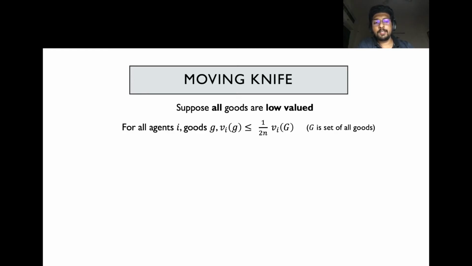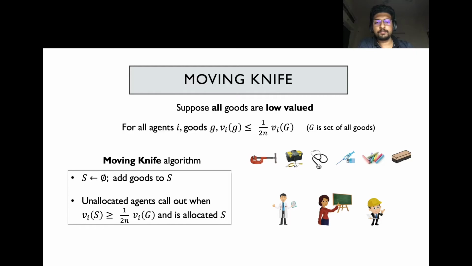Considering the other extreme case where we suppose that all the goods are small, that is, when none of the goods can fetch a 2n approximation to the Nash optimal bundle, then the moving knife algorithm succeeds in solving the problem.